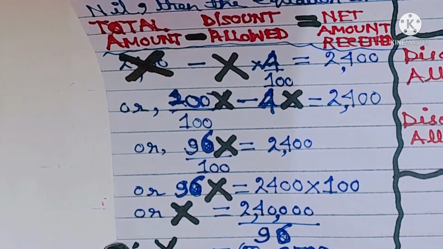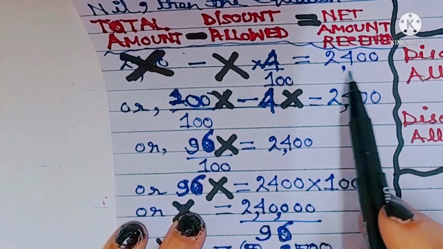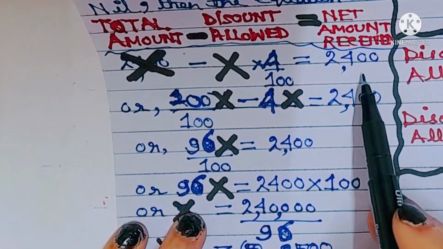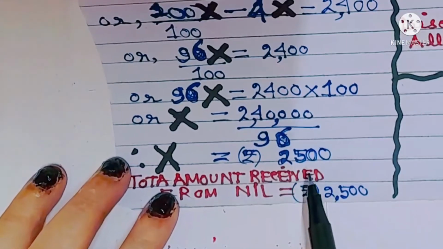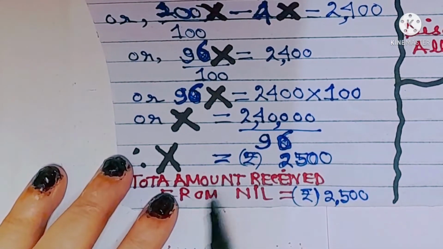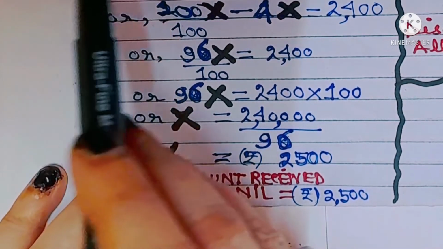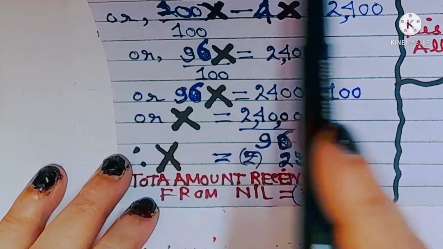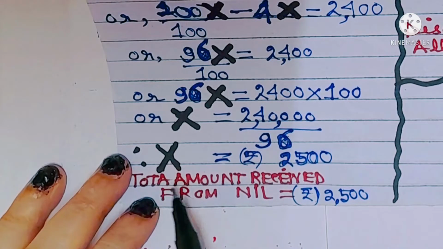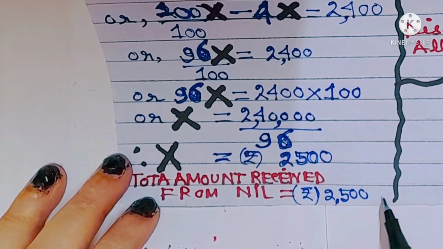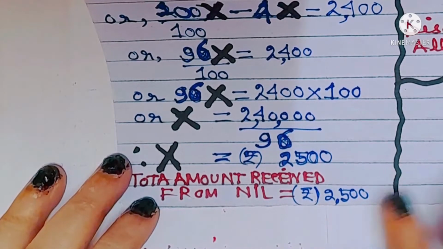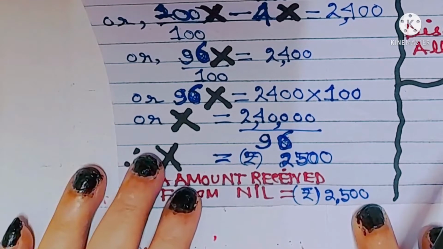তো আমরা total amount পেয়ে গেলাম। আমরা net amount জানতাম 2,400. So X is equal to 2,500. What is this X? Again আমরা বলেছি, let X be the total amount received from Neil. So X is the total amount received from Neil, that is rupees 2,500 we have received from Neil.